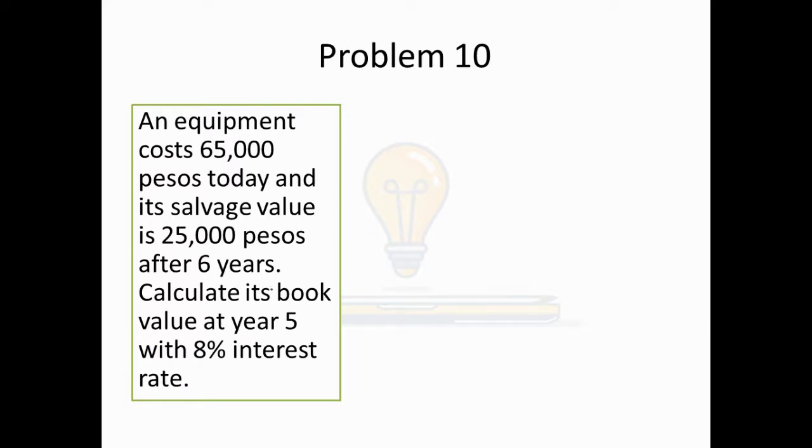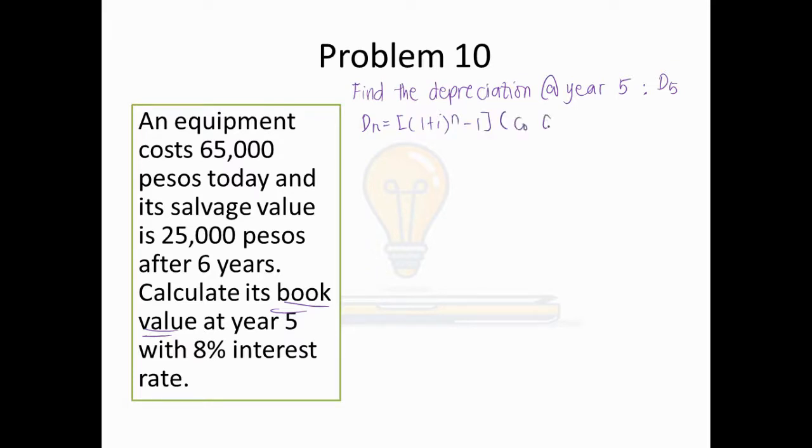Okay, so our book value is denoted as C sub n. Diba? So the question here is to calculate the book value at year 5. So in order to find the book value, we need to solve first the depreciation at year 5, or D sub 5. Ayan. How much will it depreciate at year 5? So the formula, we have D sub n is equal to 1 plus I raised to n minus 1 multiplied by C sub 0 minus C sub L all over 1 plus I raised to L minus 1.